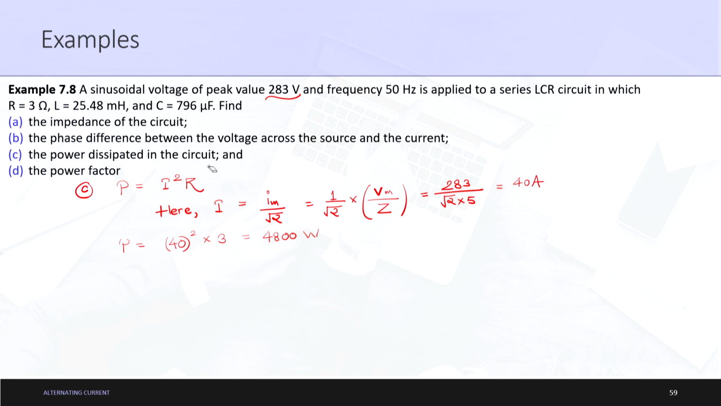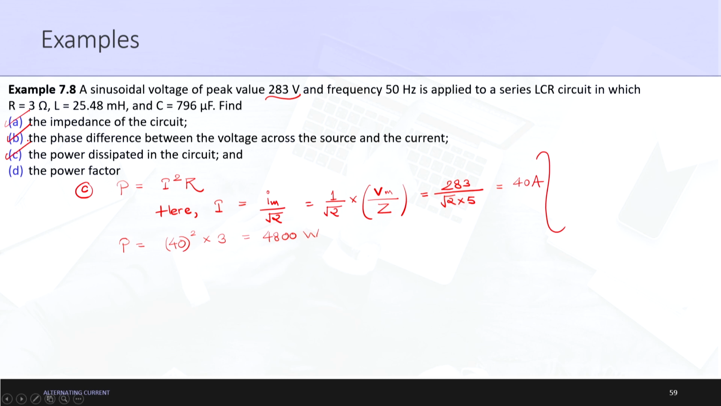Okay. So try to do that as homework. Just try to calculate the same value. As you know the value of Z, which we also calculated here, and you know the value of phi, which you also calculated here, we can directly obtain the value as nothing but equal to 4800 watts. Okay.